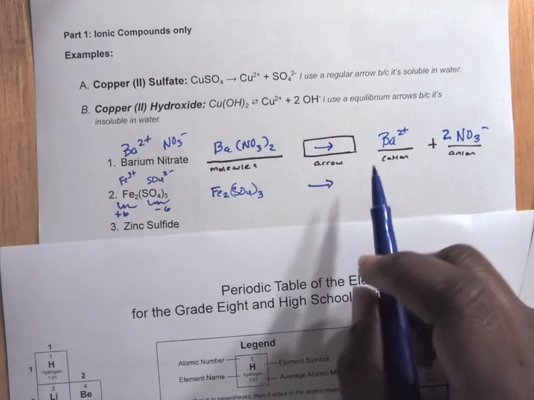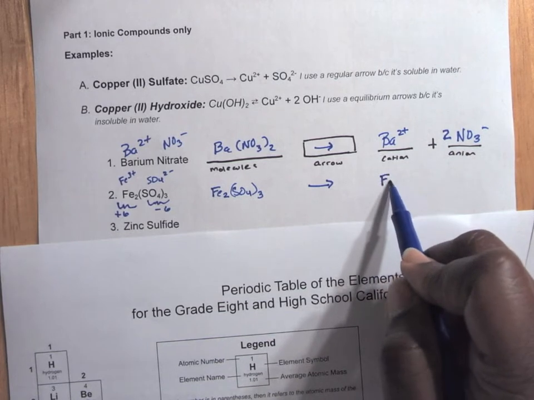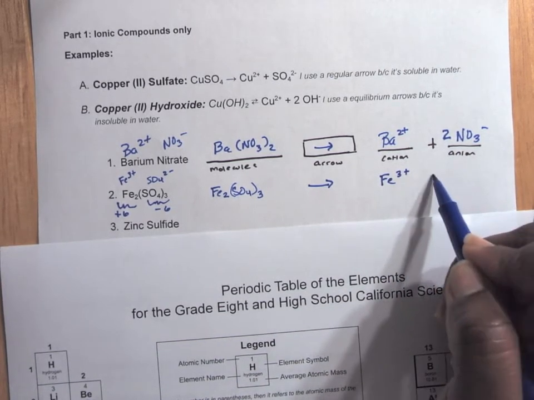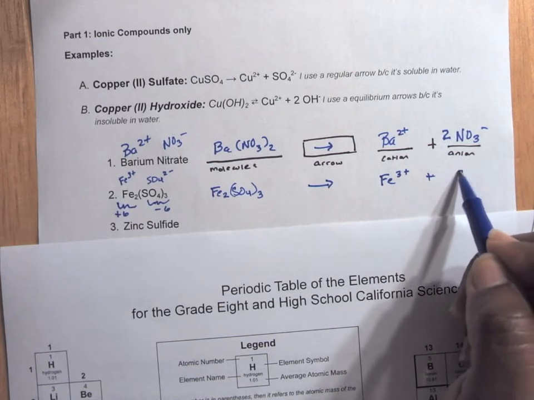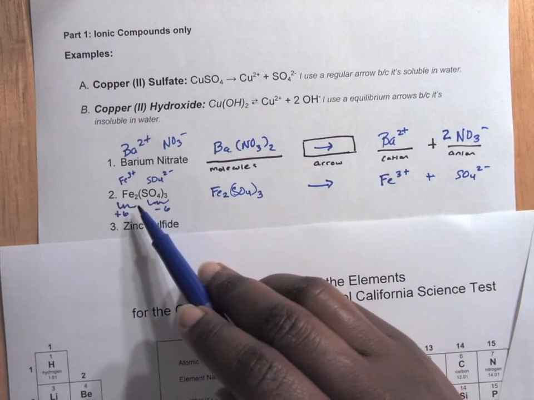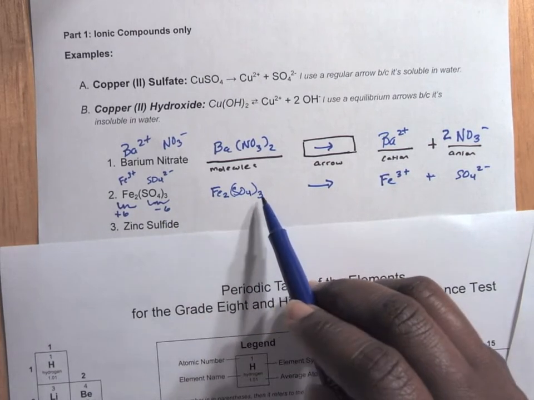All right, finally now I'm going to split it apart into the ions. I have iron 3+ as my cation, and I have SO4 2- as my anion, and then I can't forget to write the correct number. So I have 2 irons and 3 sulfates.